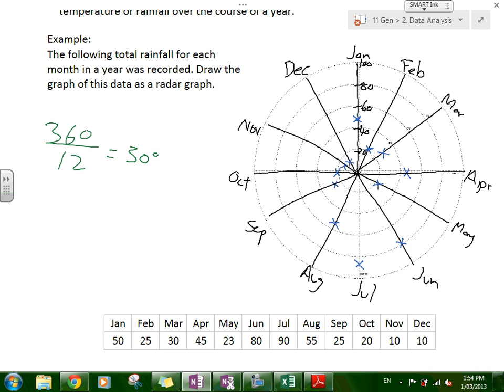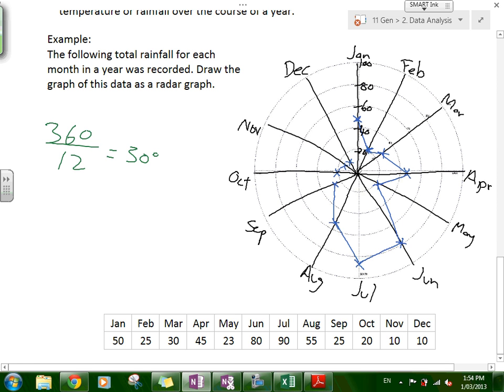Okay, and the last thing is you just connect it with a line. So you're connecting them with a line. And here it gives you an idea of the shape of the data. And it's skewed towards June, July, and it gives you an idea. Are there any questions?